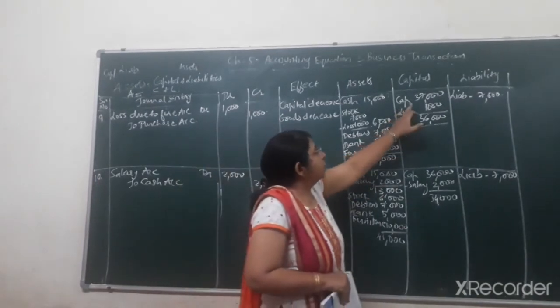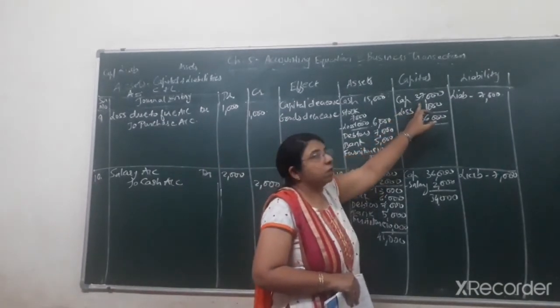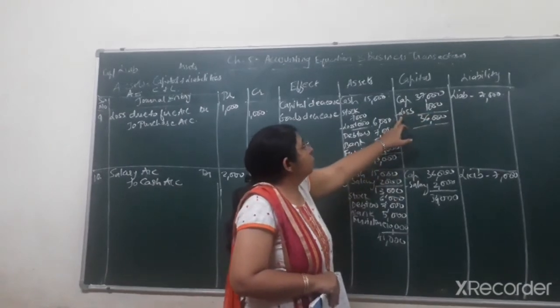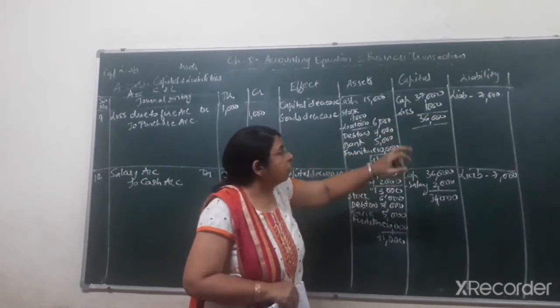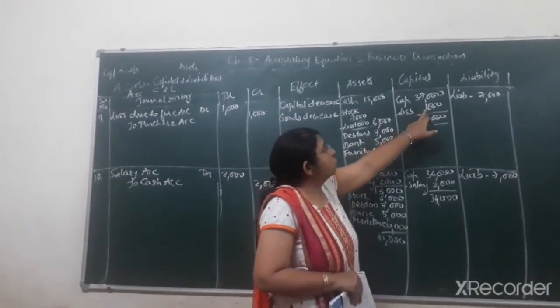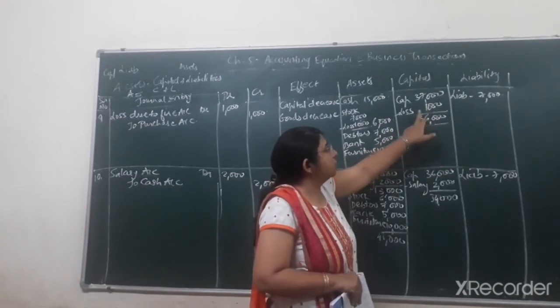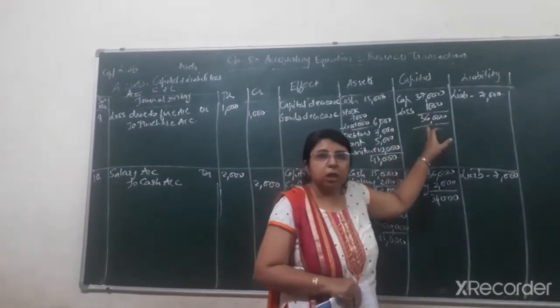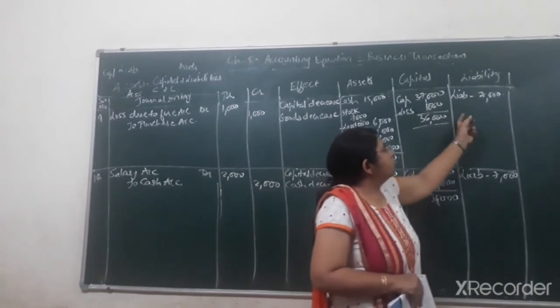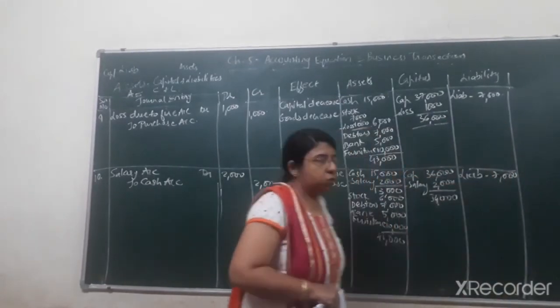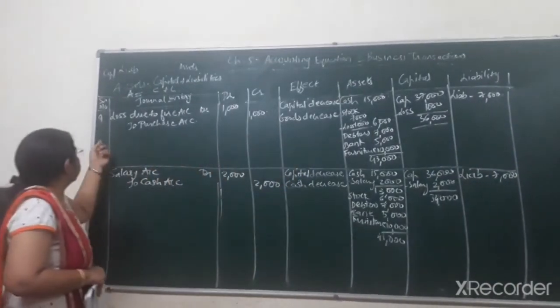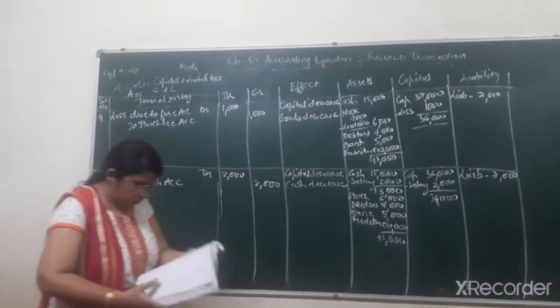Now in case of capital, the previous balance in the last transaction was 37,000. Now due to the loss by fire, capital has been reduced by rupees 1,000. So 37,000 minus 1,000 will come to 36,000. And liability has no change, as it is 7,000. Now after completing the 9th transaction, let us read the 10th transaction.